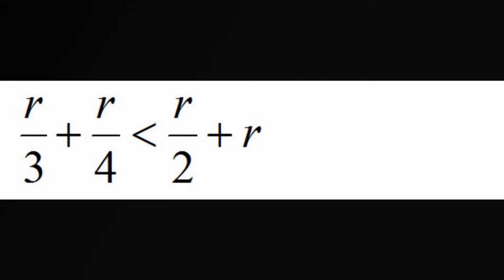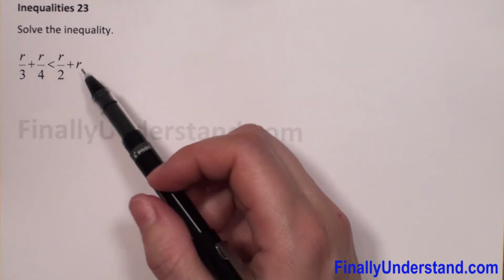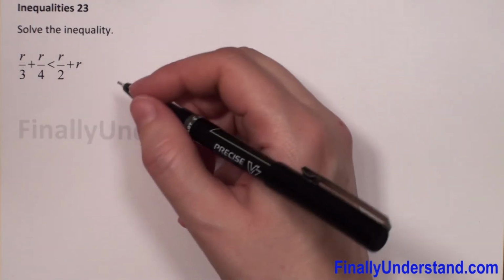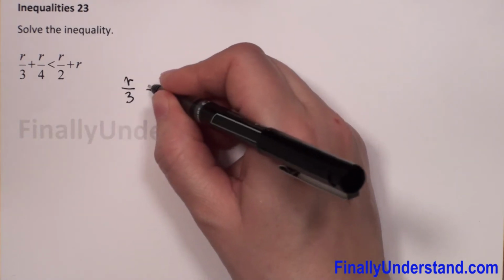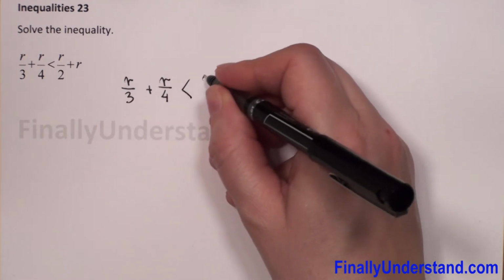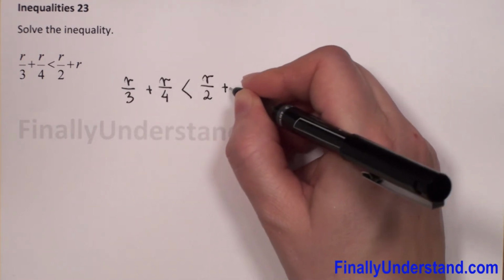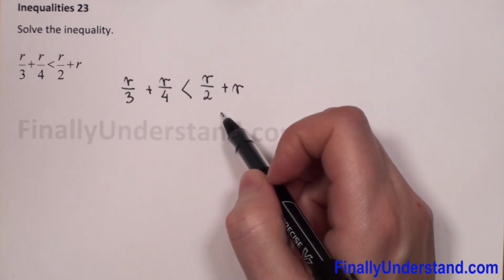We have next example. To solve this inequality, it means we have to find all possible values of r for which this inequality is true. Let me copy this example first. I have r over 3 plus r over 4 is less than r over 2 plus r. Because we have fractions, I will multiply both sides by the common denominator.